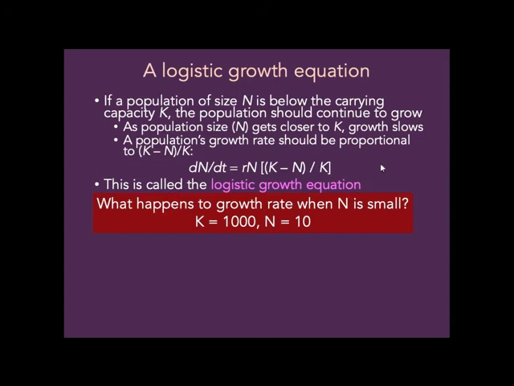So it's K minus N divided by K, and K is big and N is small. It's kind of just like K over K.